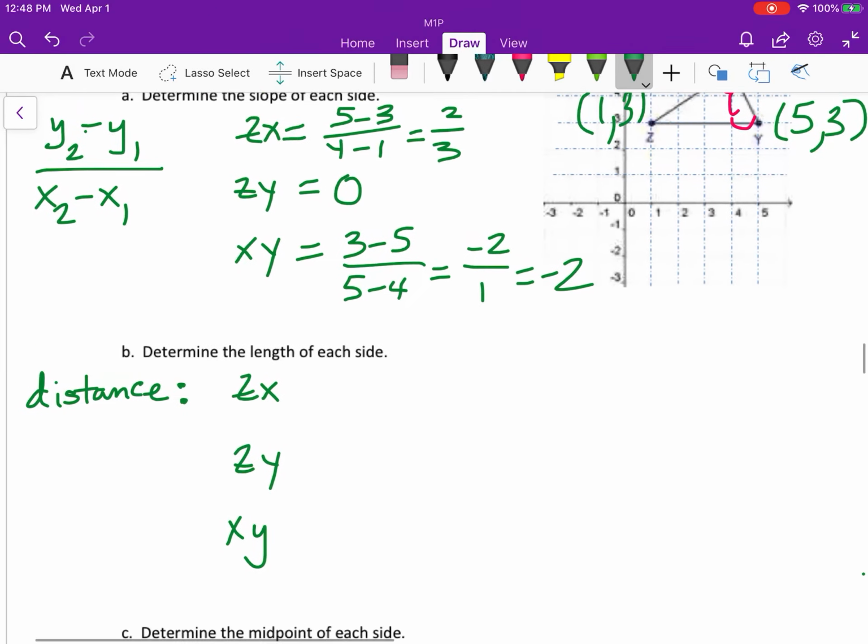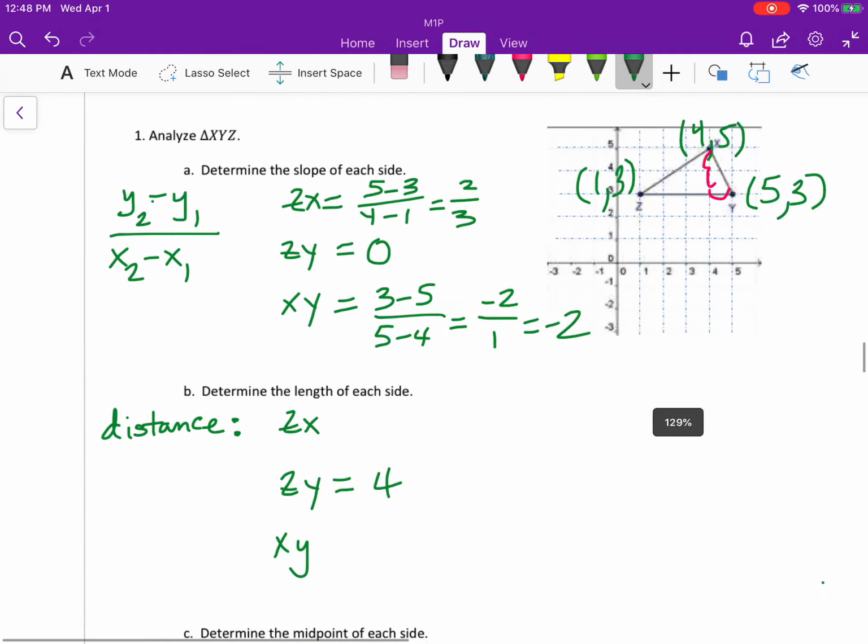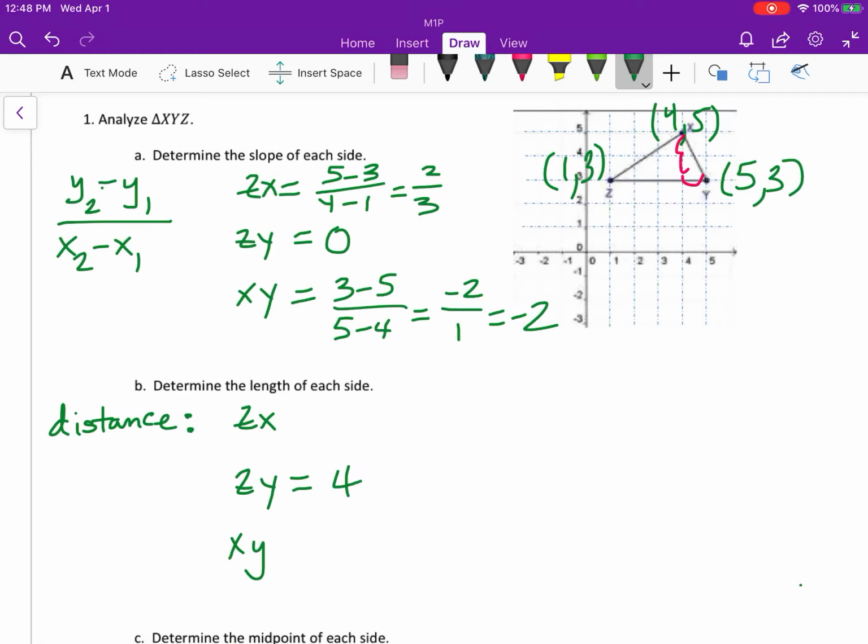Distance is kind of the same way. If you look at ZY, I'm just going to count it. 1, 2, 3, 4. Okay, so ZY was easy. Unfortunately, the other two, I have to do the distance formula. So ZX is going to be x2 minus x1, so 4 minus 1, quantity squared.